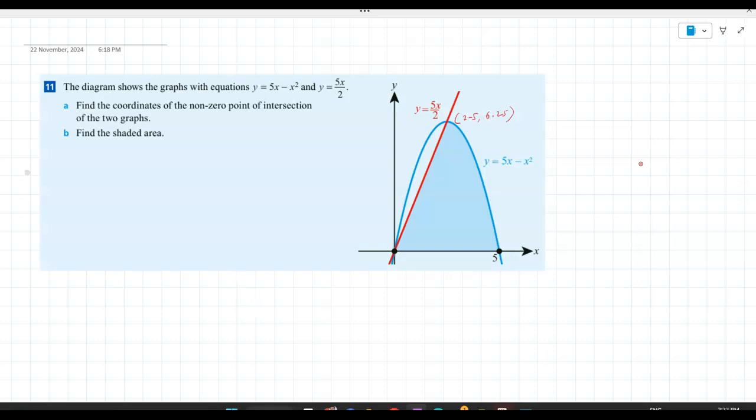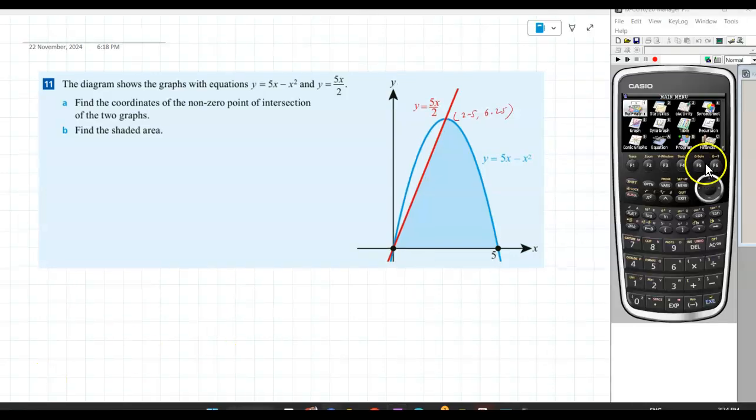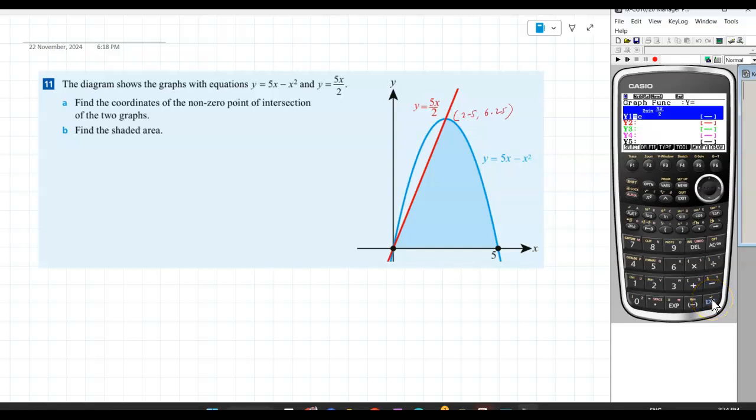Now to find the area of the shaded part, one of the ways of doing it is obviously you graph it. You graph both of them. So you enter the equation 5x minus x square, and 5x upon 2. For this, you take from 0 to 2.5.